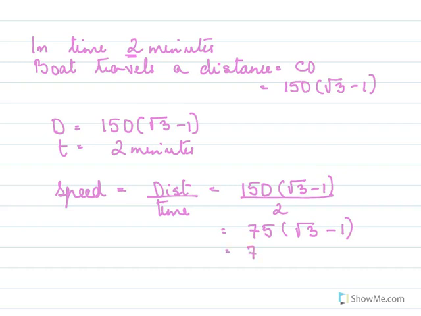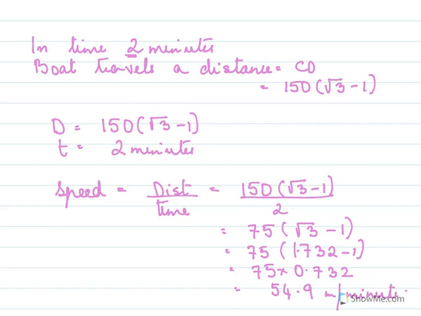And if the value of root 3 is given to you, then you put 1.732 minus 1, 75 into 0.732, and that is 54.9 meters per minute.